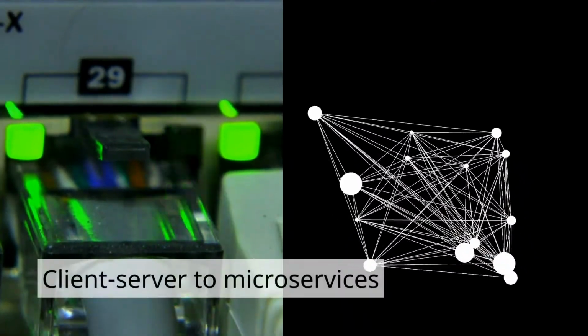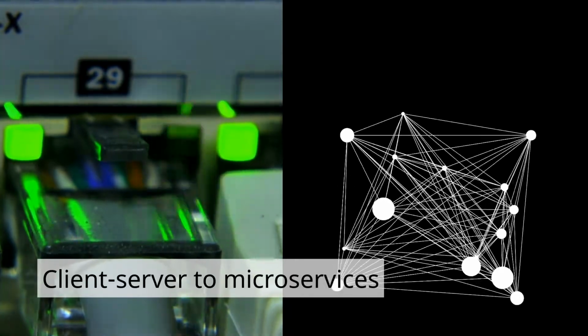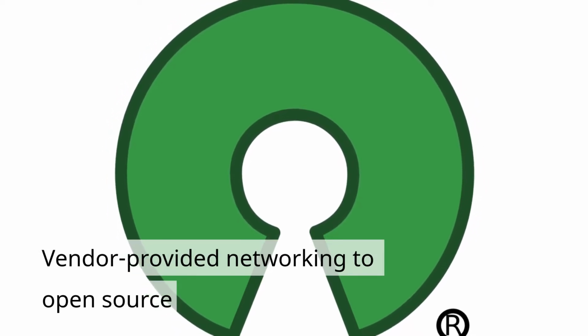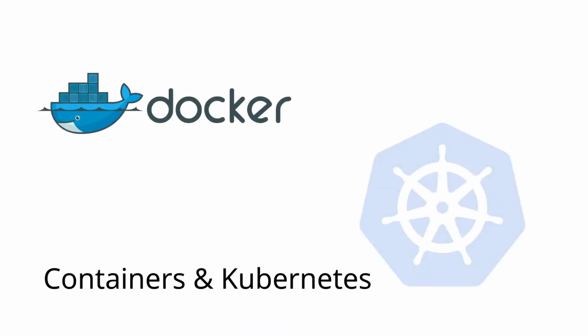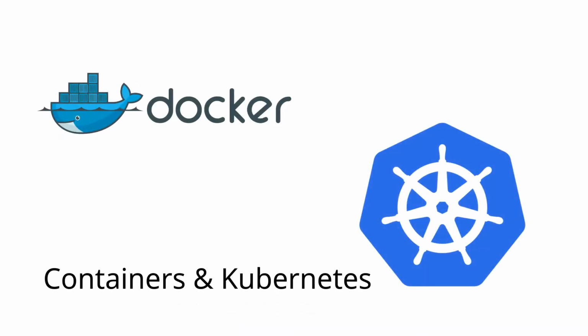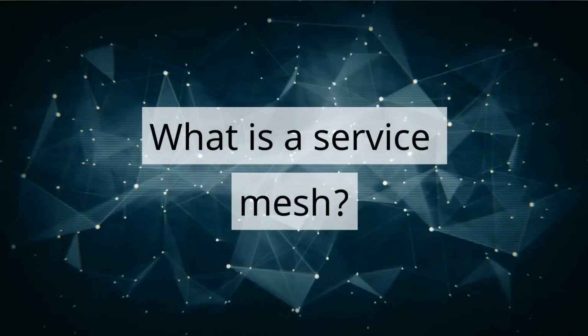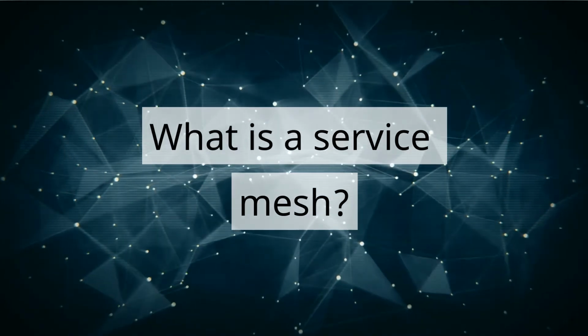With the advent of the cloud, networking has evolved from client-server to distributed microservices. We've gone from vendor-provided networking tools to open-source networking tools. Also, containers in Kubernetes have completely changed how we manage networking today. A service mesh is a modern way to manage networking between services and applications in a cloud-native world.